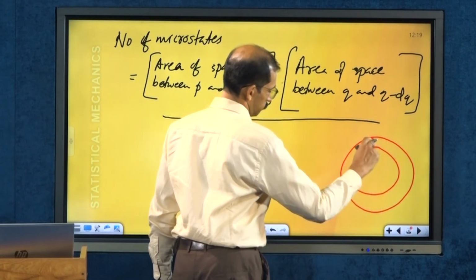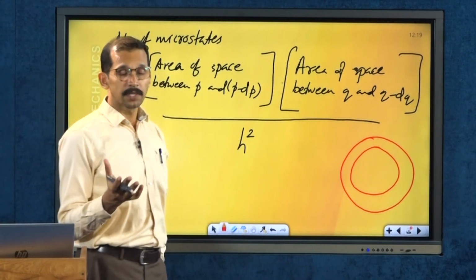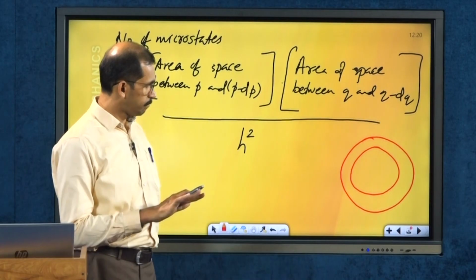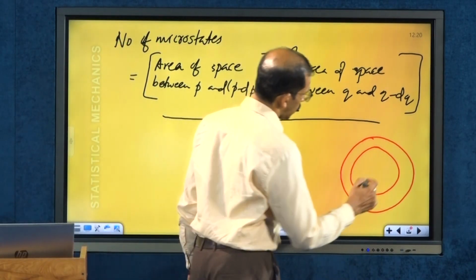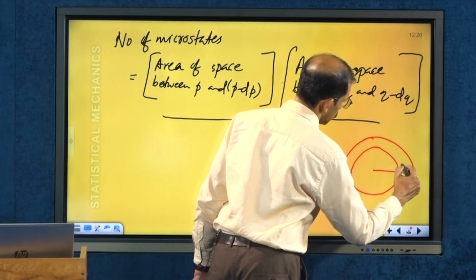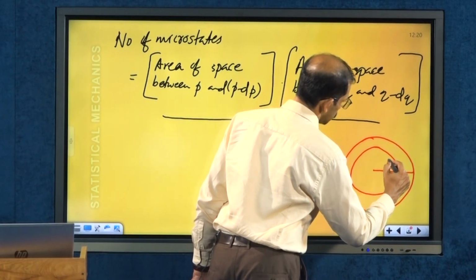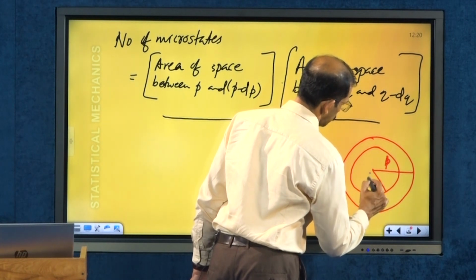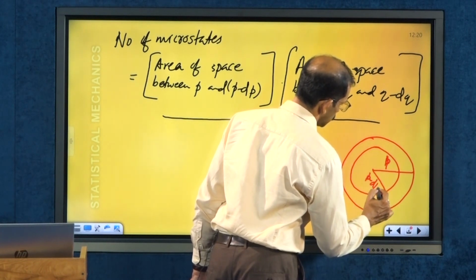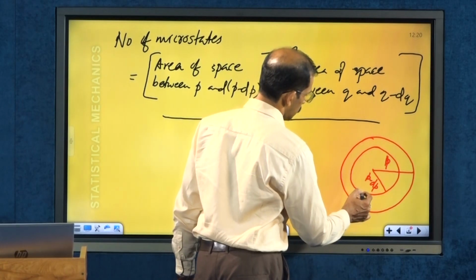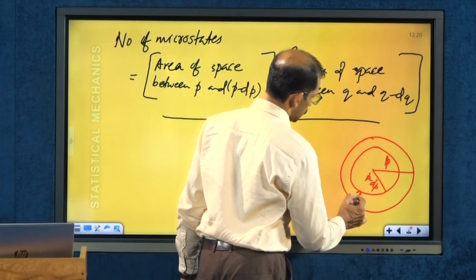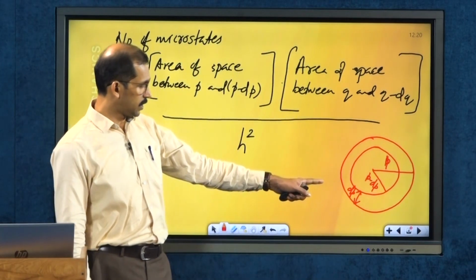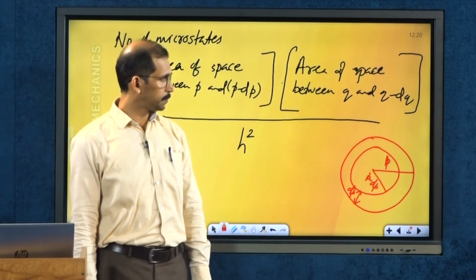I have a two-dimensional circle or two-dimensional space where I assume that this is P and this is P minus dP, because this dimension is the thickness of the shell, dP.